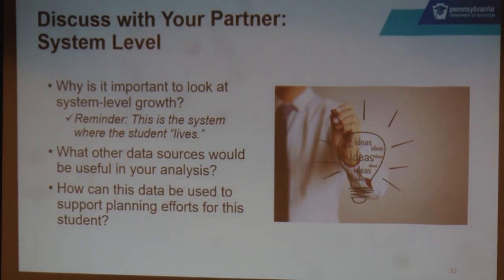So I'm going to stop here. Here's a pause point. It's like another elbow partner kind of moment, okay? Maybe pick one of those questions. Why is it important to look at your system level when you're looking at the student data? Why is it important to look at the growth of the system that they've been in? What other data sources do you think would be important to put up as a part of that? And how do you think you could use that? If you do have access to that data, the principal may be in the room. How could you use that in planning? Okay, so take 2 minutes. Pick one of those questions and talk to a partner about that.